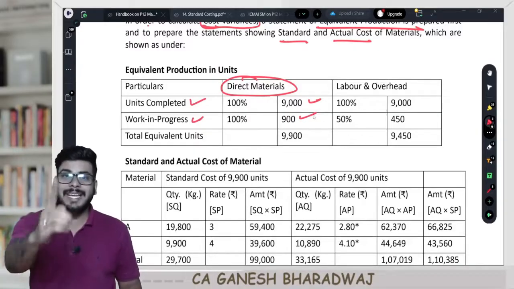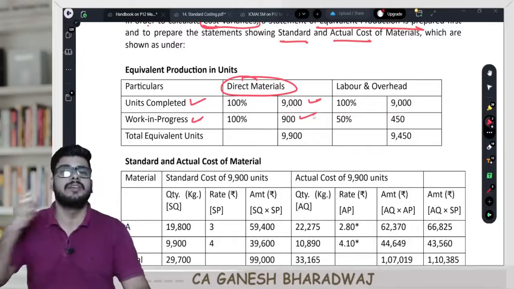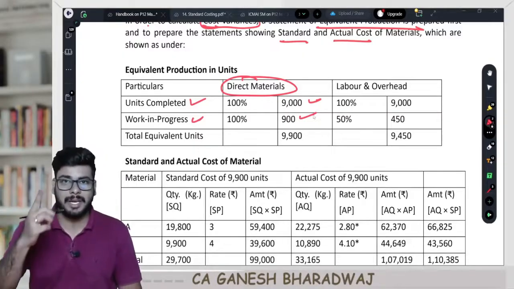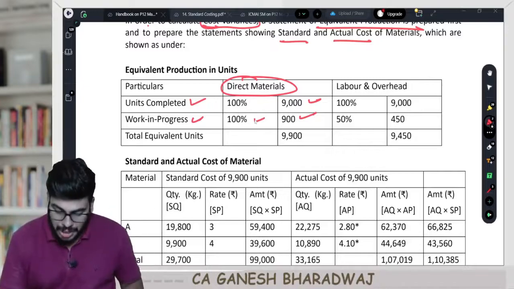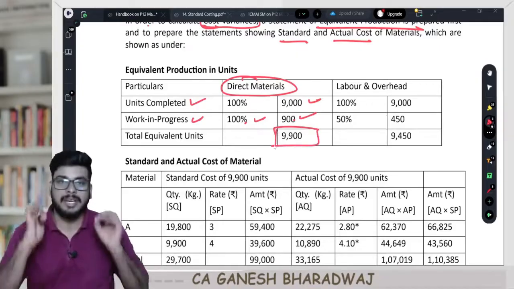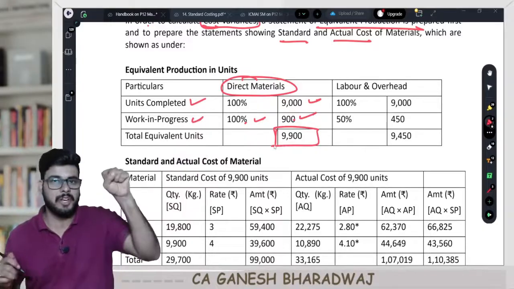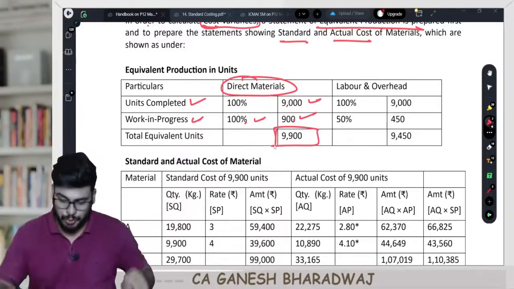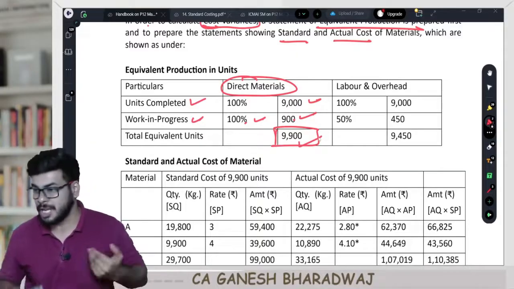How many units of closing WIP were there? 900 units, and each of these 900 units have consumed the entire raw material A and B, correct? Or in other words, with respect to material, they were 100% complete. So here 900 into 100%, how much is that going to be? It's going to be 900. So with respect to raw material, I have actually consumed my raw material cost, and I have produced how many equivalent units? 9,900 equivalent units. Are you clear with this?